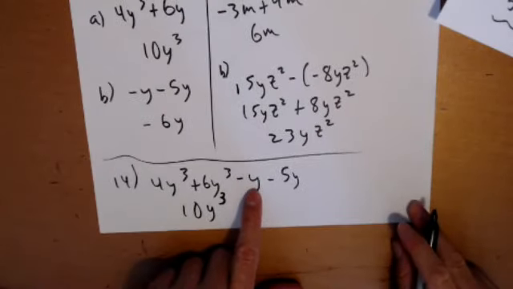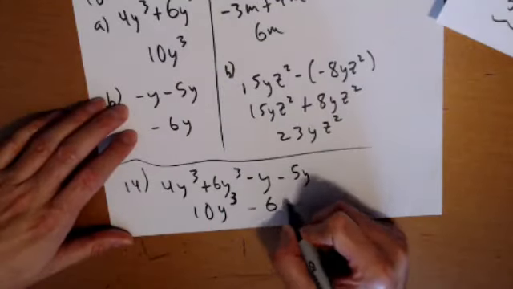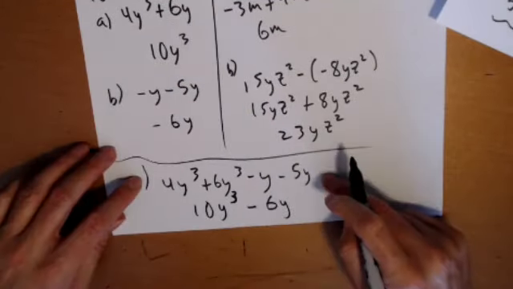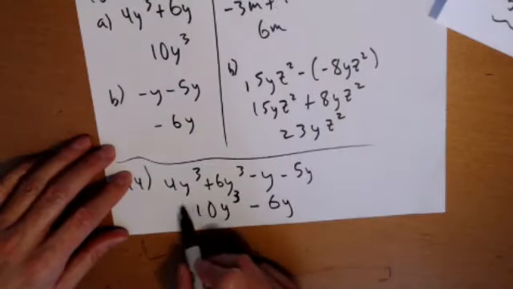Y stuff, minus 1 of them, minus 5 of them, that's minus 6 of them. So sometimes you just hear combine like terms. That's all we're doing, so circle that.